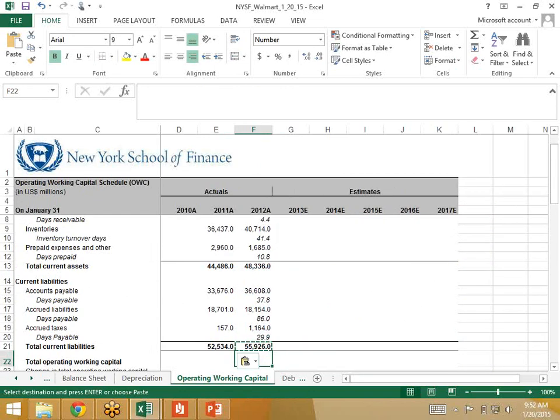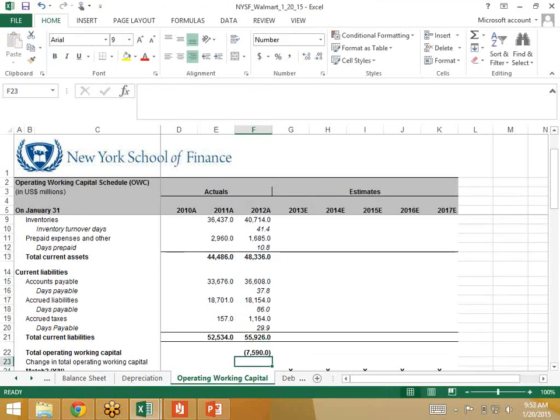And we're going to take a look at the working capital. So the working capital is going to be the current assets less your current liabilities. It's your net assets. So the total operating working capital is going to be equal to total current assets minus total current liabilities. So it's negative. So the question is, is that good? Is that bad? How do we think about it? I mean, what do you think? Is that good or is that bad?